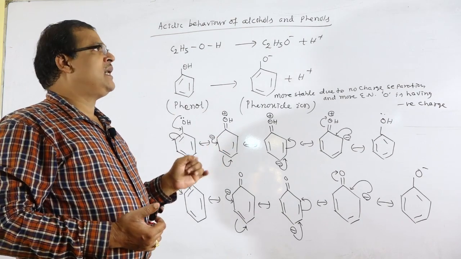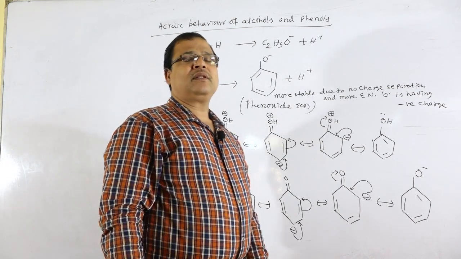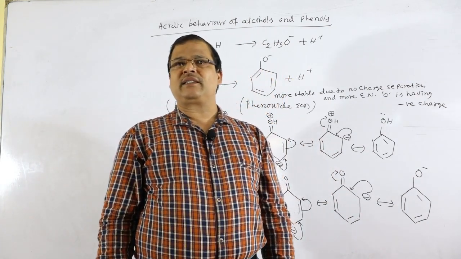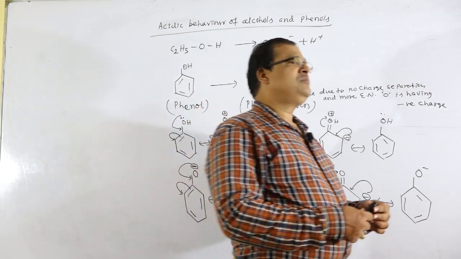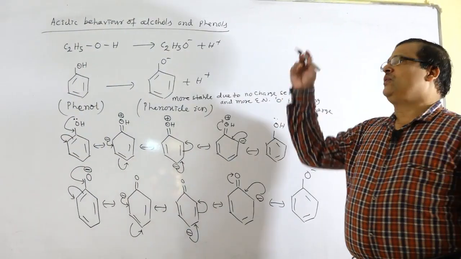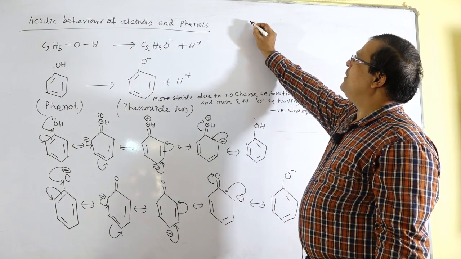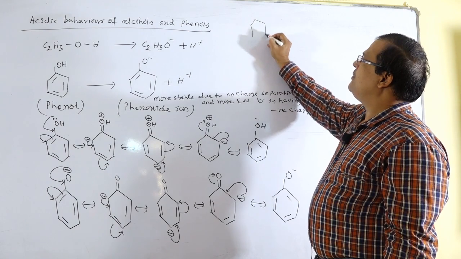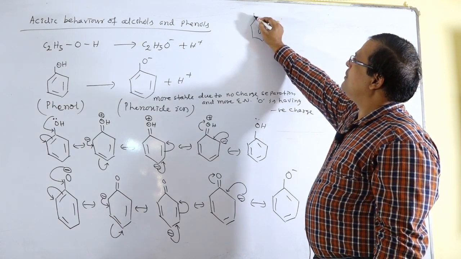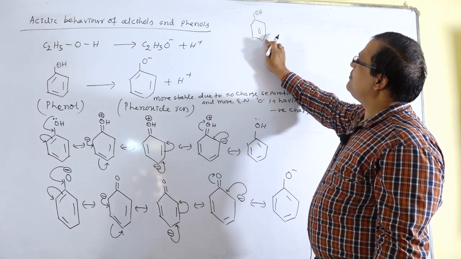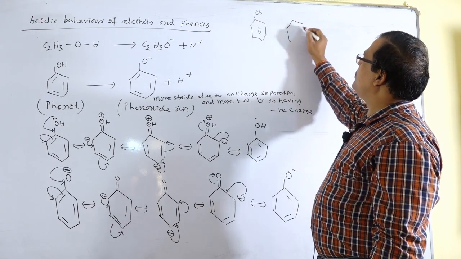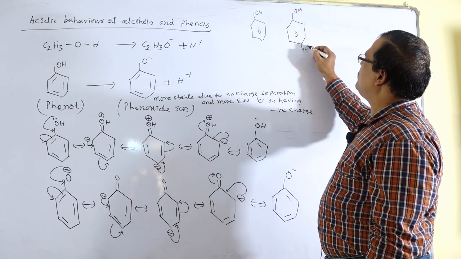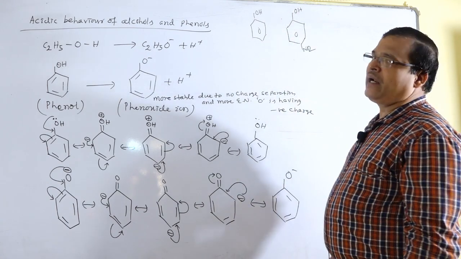Next we analyze the effect of plus I and minus I groups on the acidic nature of phenol. The presence of a minus I group will increase the acidic behavior. For example, phenol with OH, and phenol attached with OH and NO2, para-nitrophenol.